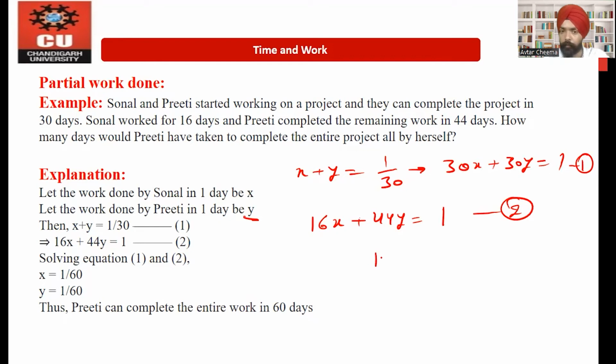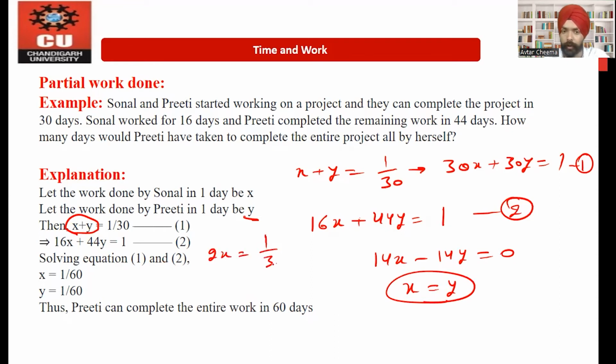So what will I get? I will get 14x minus 14y is equal to 0. That is, X and Y are equal. Both are equally efficient. So in both places I'm writing X. This is 2X is equal to 1/30, so X is equal to 1/60. Means each is completing 1/60 of the work daily. That means each needs 60 days to complete the total work. So Preeti can complete the entire work in 60 days.